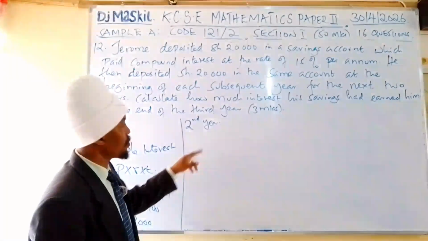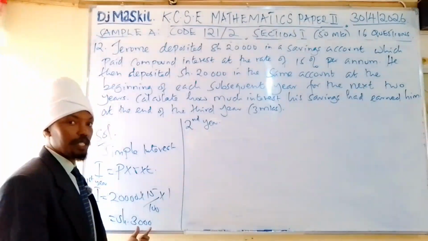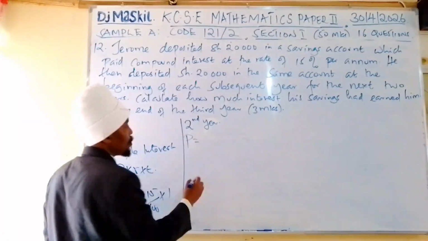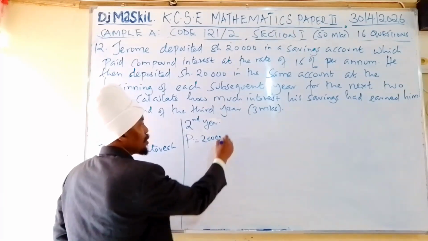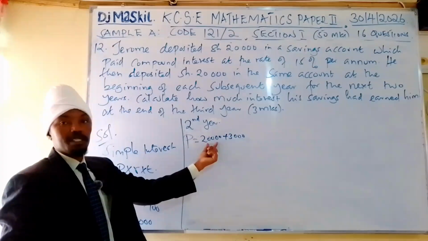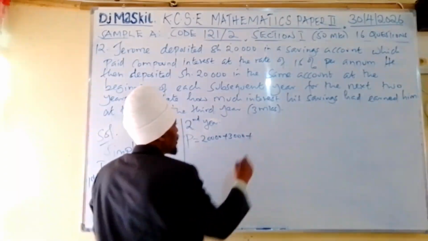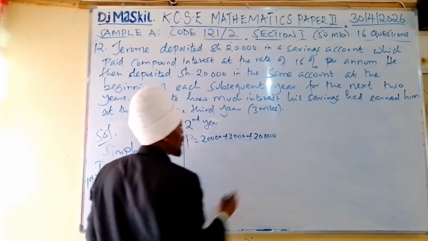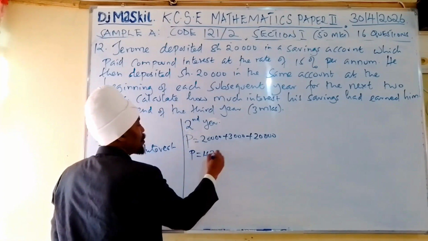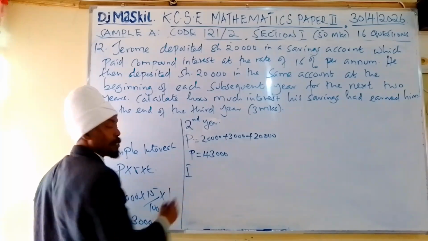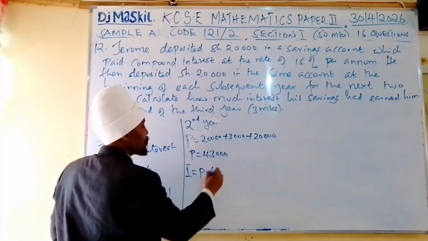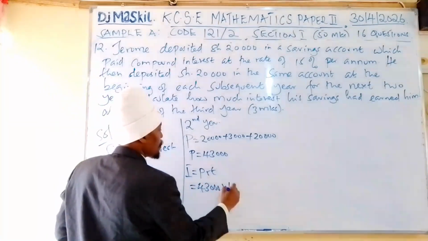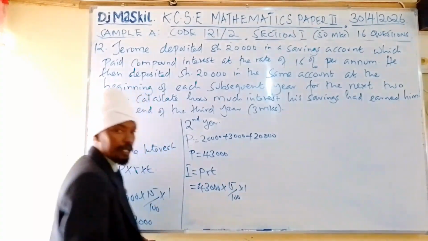For the second year, since the first deposit of 20,000 earned him 3,000 interest, our principal will now be 20,000 plus 3,000, the first deposit and its interest, plus the second deposit that he made for that given second year, 20,000. So our principal is 43,000. Now, taking our simple interest formula, P times R times T will be 43,000 multiplied by 15 over 100 times 1.